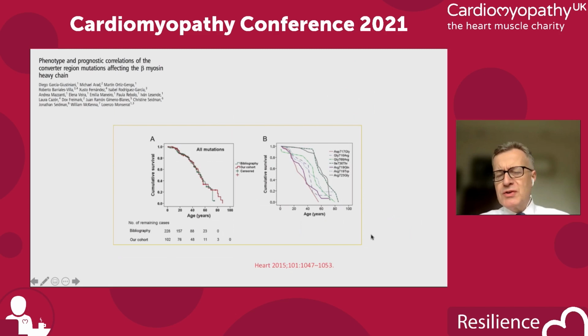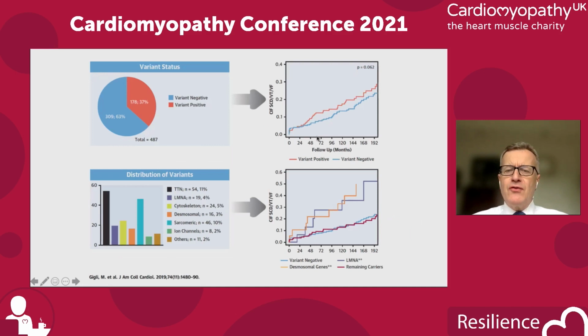And this story is also playing out in other cardiomyopathies. If you take all comers with dilated cardiomyopathy, if you have a genetic abnormality compared to not having one, you're at a higher risk of developing complications, particularly arrhythmic complications. But this risk is even greater if you look at specific genes, in this case a gene called desmoplakin or one called lamin. So here you're seeing a direct connection between the genetic result and the likely risk of complications.